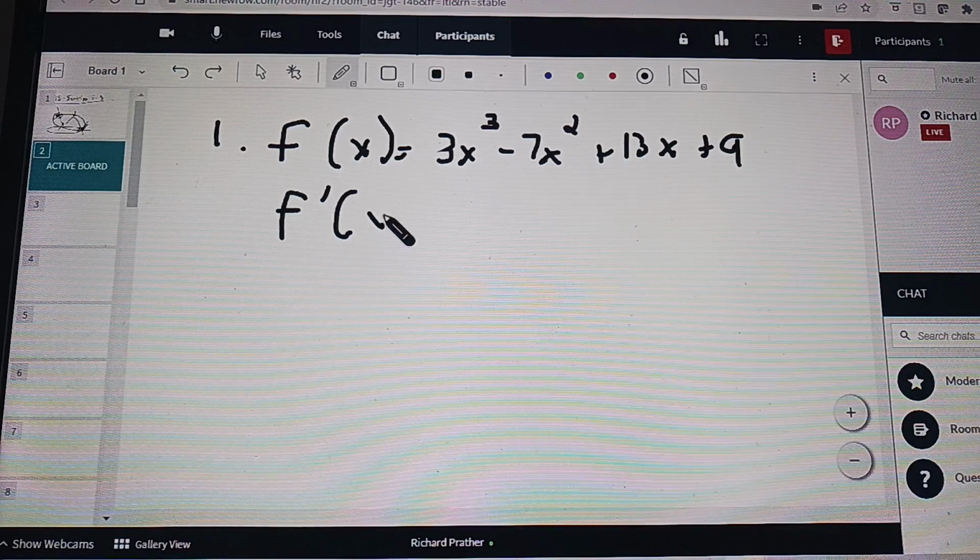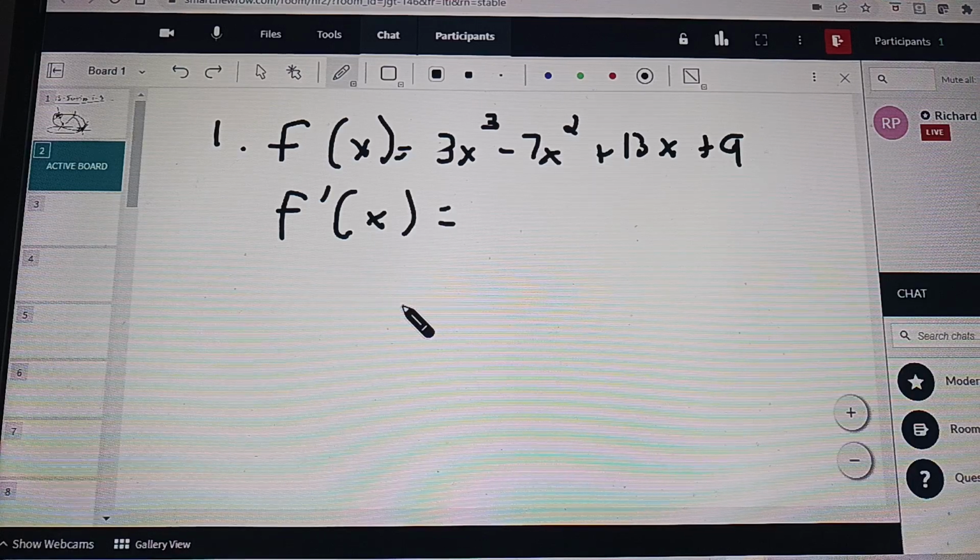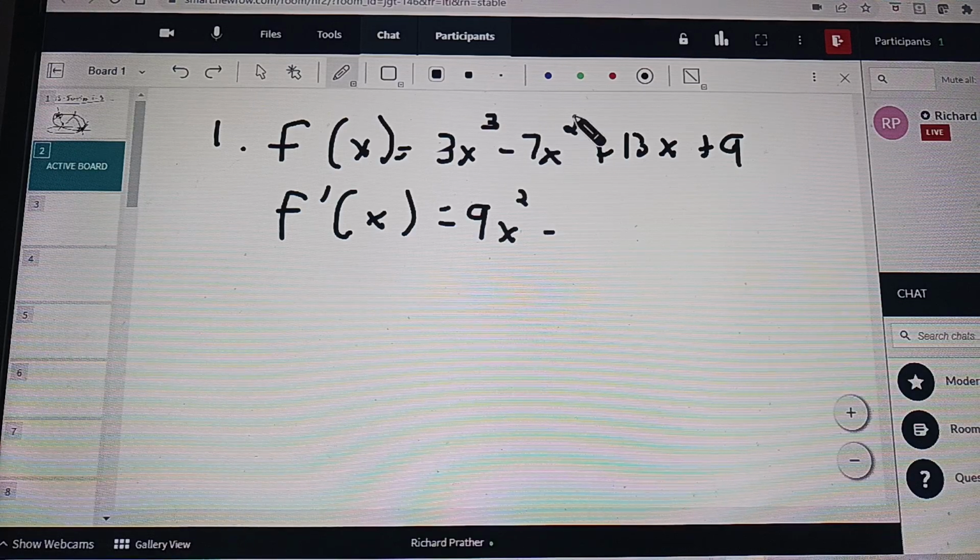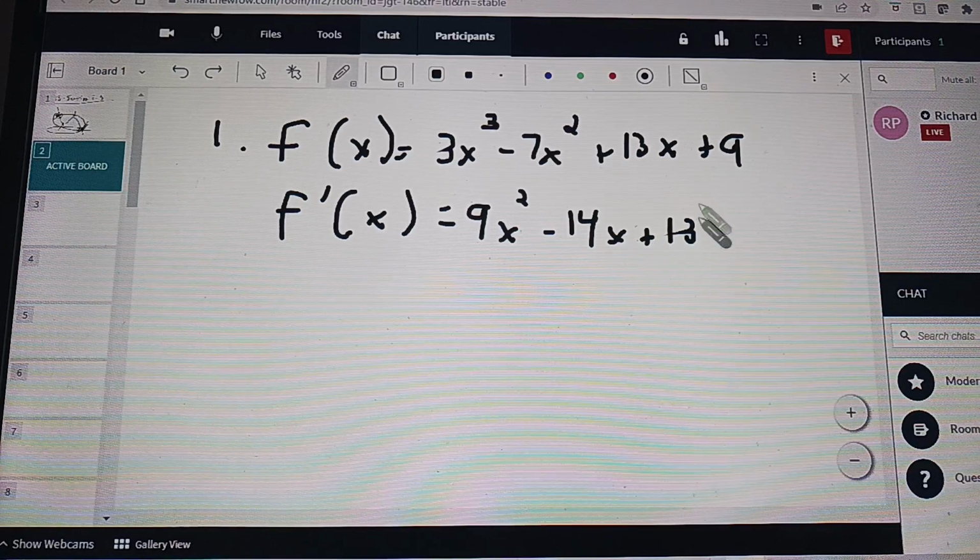We never really referred to it that way before, but the first time you take a derivative is technically the first derivative. And this is just your normal power rule. 3 times 3 is 9, x, and then decrease the exponent by 1. 7 times 2 is 14, x, decrease the exponent by 1. The derivative of 13x is 13, and the derivative of 9 is nothing. This is the derivative, and it tells us slopes of tangent lines.